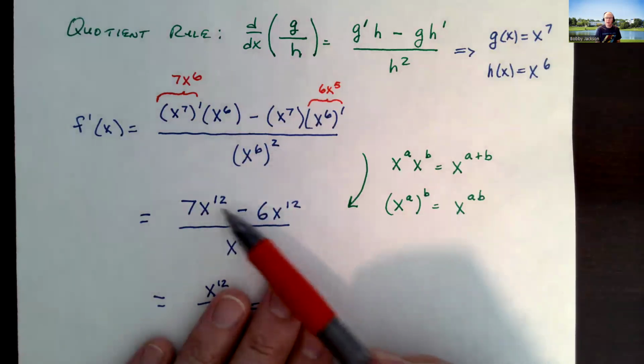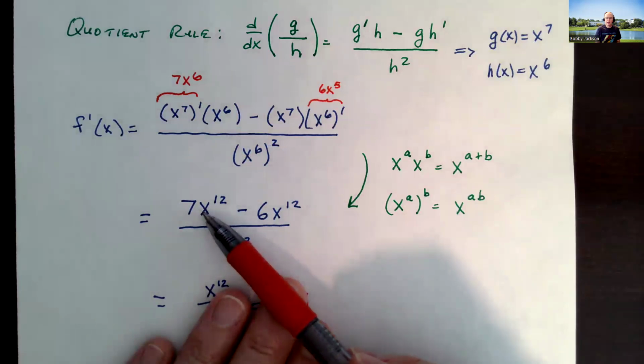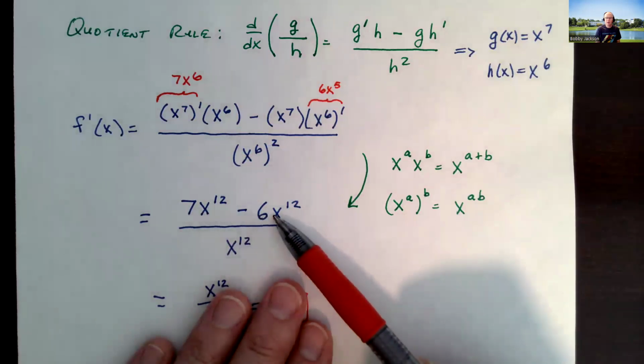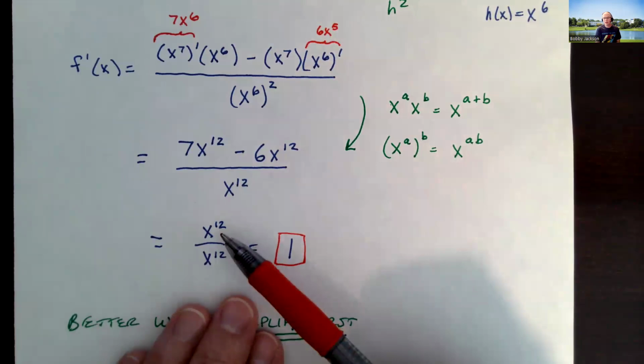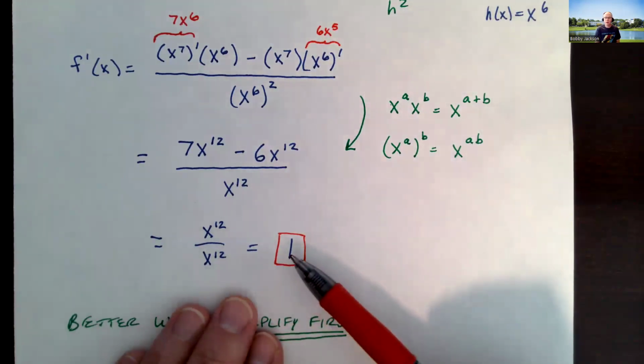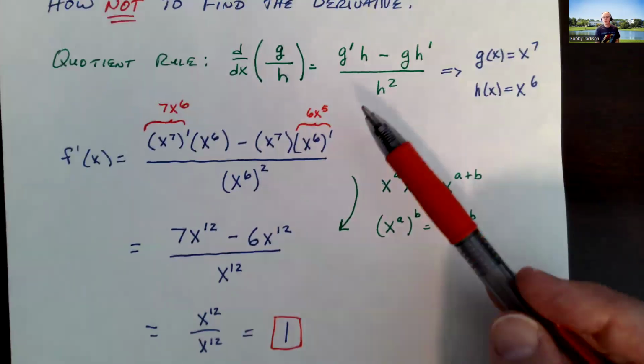Well, simplify. These are like terms up top. What's 7x to the 12th minus 6x to the 12th? Well, it's just x to the 12th. And what's x to the 12th divided by x to the 12th? It's 1. So the derivative of this function is 1.